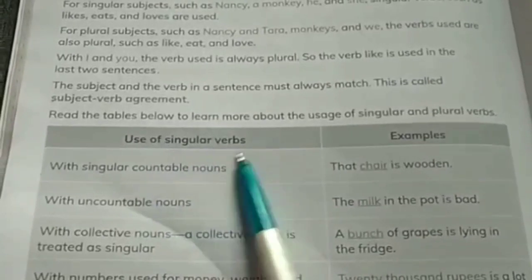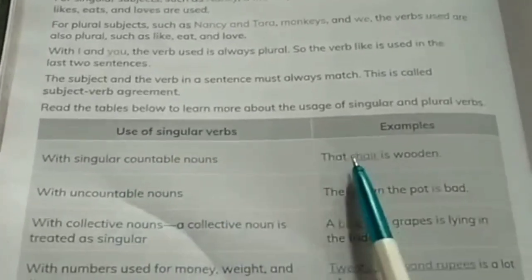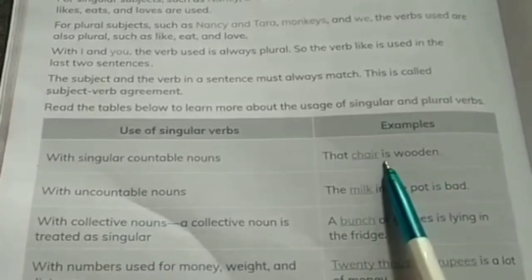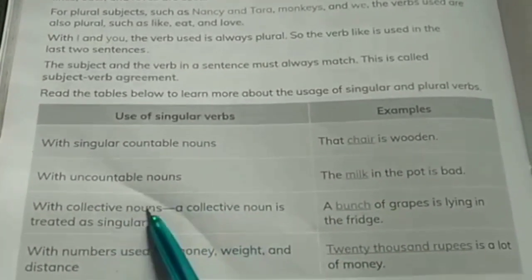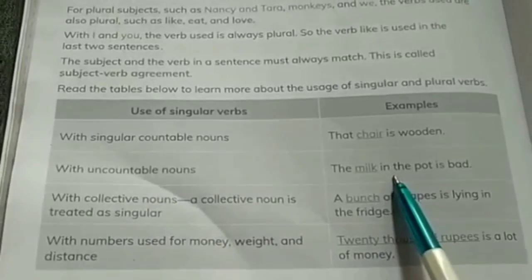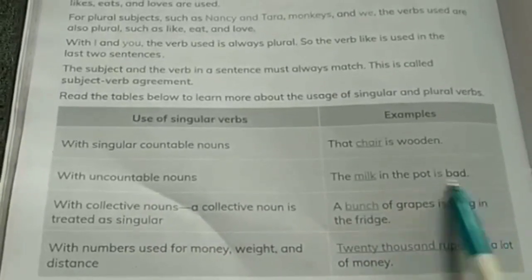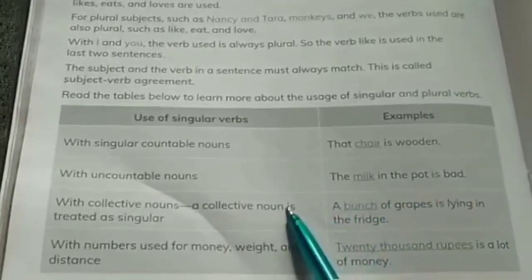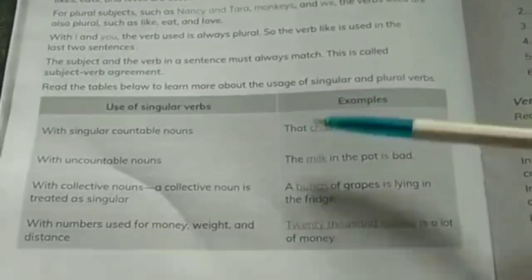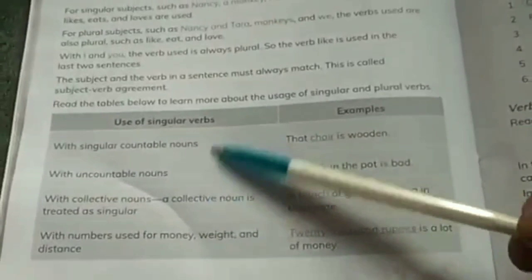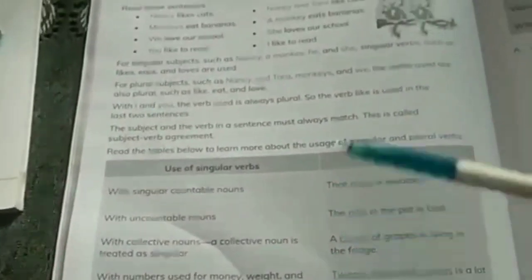Use of singular verbs with singular countable nouns. That chair is wooden, so that's by is. As you can see here, with uncountable nouns, the milk in the pot is bad. Is singular form. So I want you to do one thing here, students. I want you to read these statements or sentences at home, and definitely you will have ideas.